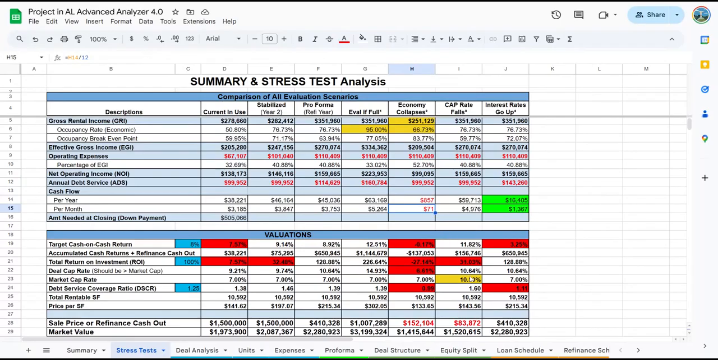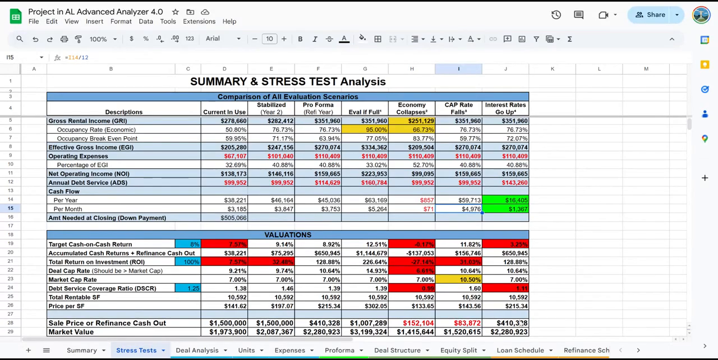Now, if the cap rate falls, which means it actually goes up, that will reduce the market value when you refinance. In this case, it will also be a negative number, so we won't refinance again. But in this scenario, you're still making money. You're still running a positive cash flow.